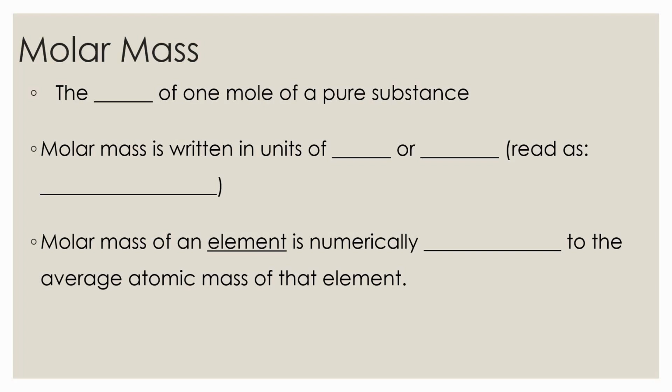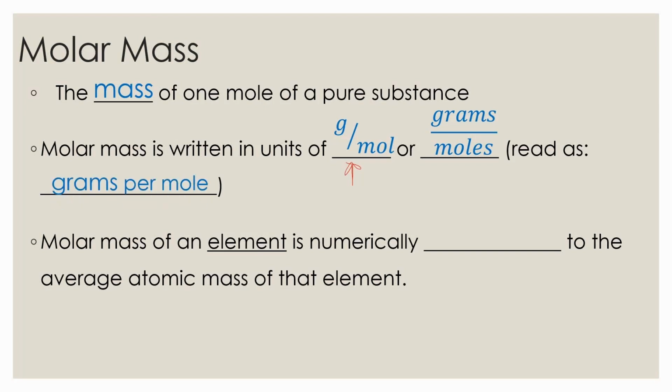Okay, so in the last section, we learned about Avogadro's number, which is how we go from moles to things, particles, atoms, molecules. Another way we can talk about moles is with molar mass. So molar mass is the mass of 1 mole of a pure substance. Molar mass is written in units of either g/mol or grams over moles. Regardless of which way it's written, it's always read as grams per mole. Remember, per in math means divide, so grams divided by moles.